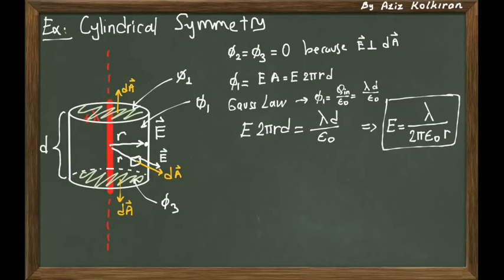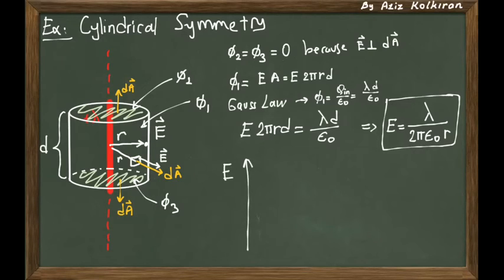Remember, the electric field was dropping as 1 over r squared for point charges, but it is not the same for a line charge. It is different. And if you compare this to the planar symmetry, as you remember, the electric field does not depend on the distance from the surface, and it's always constant, but it drops as 1 over r for a line charge, and it drops as 1 over r squared for a spherically symmetric charge or point charge.